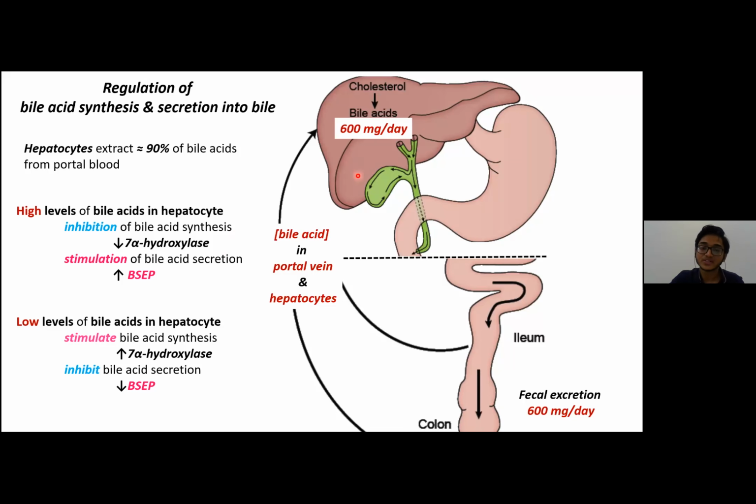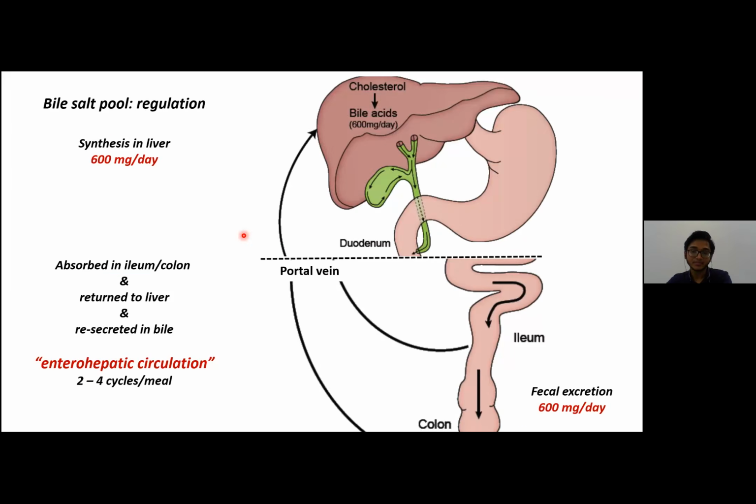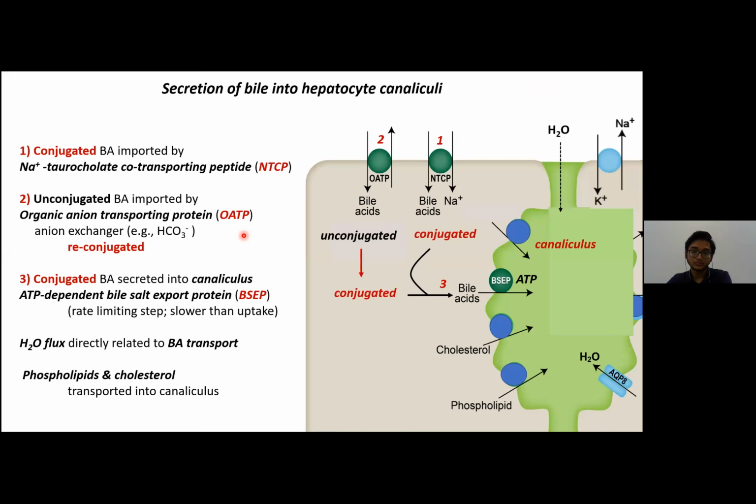Someone is asking me a question. What is BSEP? BSEP was this thing, bile salt export protein. And I told you this is the one thing you have to remember from this slide, that bile acid secretion is primary active transport via BSEP.